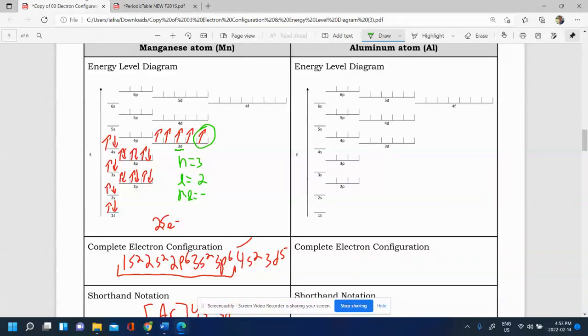remember we can have -2, -1, 0, +1, and then +2. So we are in +2 ml. And then lastly, for ms, the way we have it drawn here is that this is pointing up. So this is our +½ ms. And so for each electron in this energy level diagram, you can provide its unique set of quantum numbers.